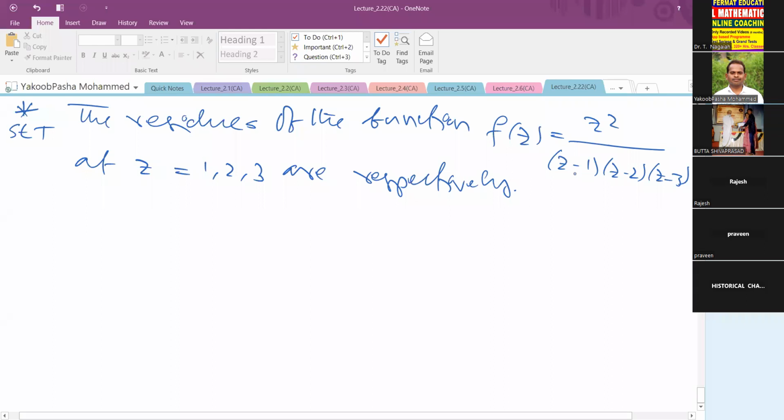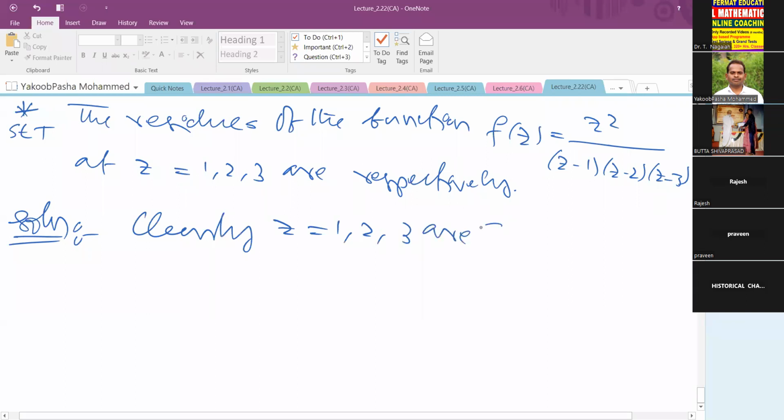Look here, z equal to 1. You have to observe clearly that z is equal to 1, 2, 3 are simple poles. Then for the residue of the function f of z at z equal to 1, the z minus 1 term cancels, and you substitute z equal to 1 in the remaining function and some value comes. Calculate it like that.